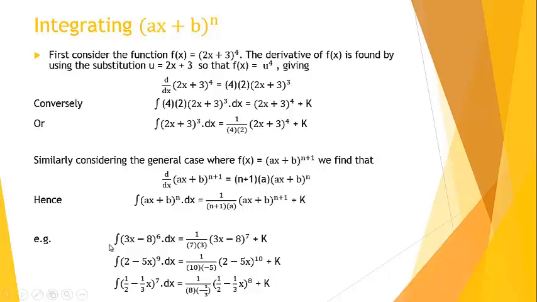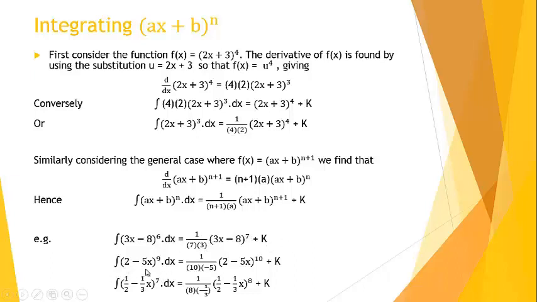Example, integral of (3x take away 8) to the power of 6 with respect to x. So first we would add 1 to the power where the 6 becomes 7, and we divide by the new power, and we differentiate the terms inside the bracket, divide the answer also. So if we differentiate 3x take away 8 with respect to x, we get 3 as the answer. So we divide by 3 and an arbitrary constant is added.